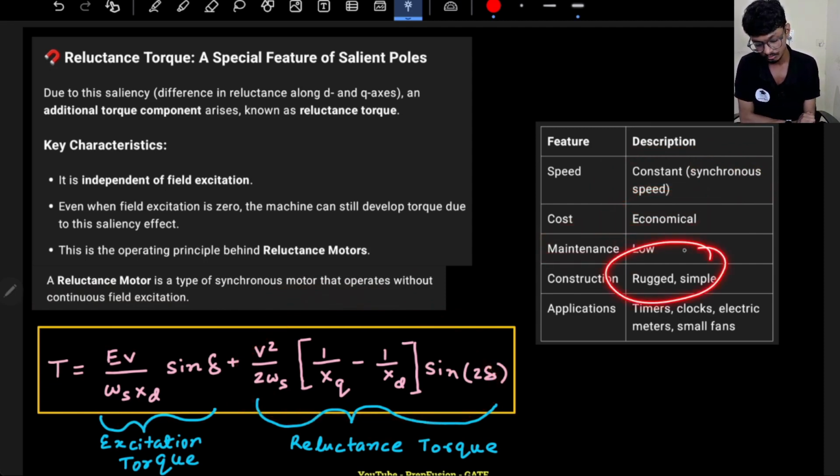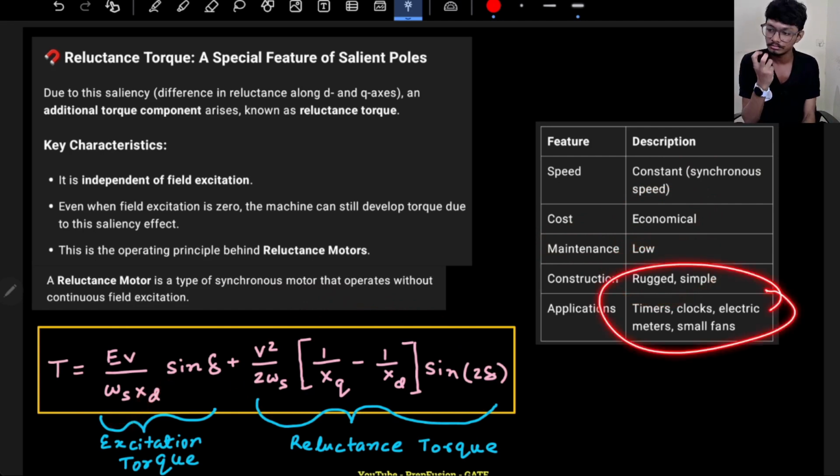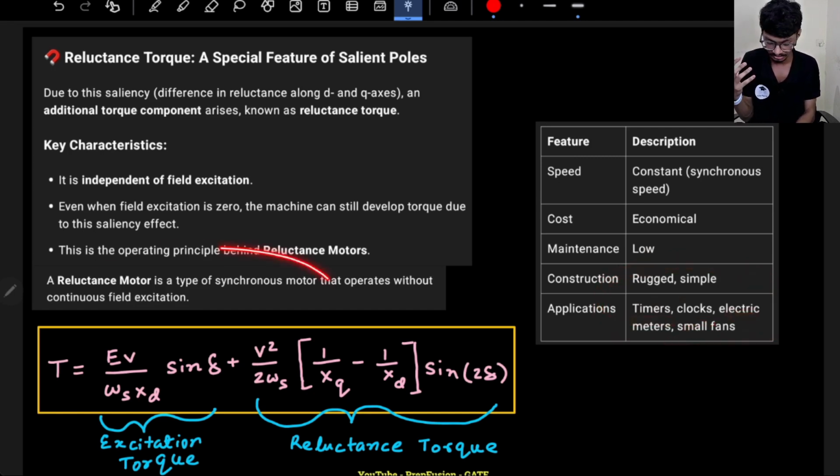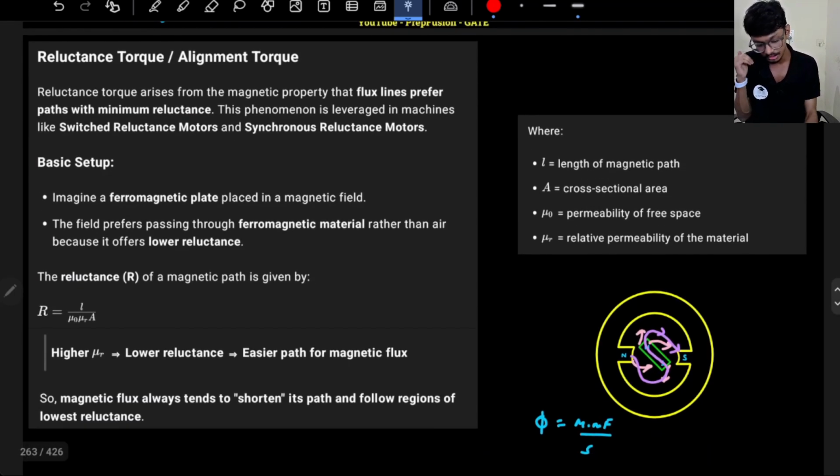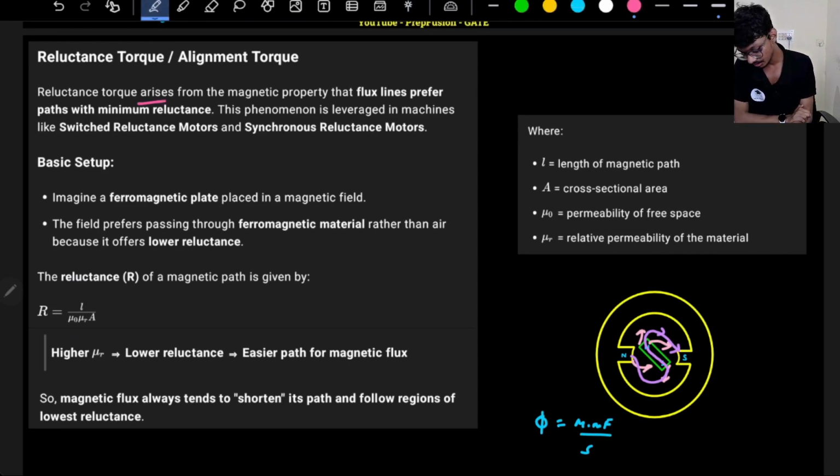Okay, construction will be very simple compared to a normal synchronous motor because there will not be any field excitation. In small places, like timers, clocks, and electric meters, these reluctance motors are used. So let's understand what reluctance torque is. Reluctance torque arises from the magnetic property that flux lines prefer the path of minimum reluctance. This phenomenon is leveraged in machines like switched reluctance and synchronous reluctance motors.